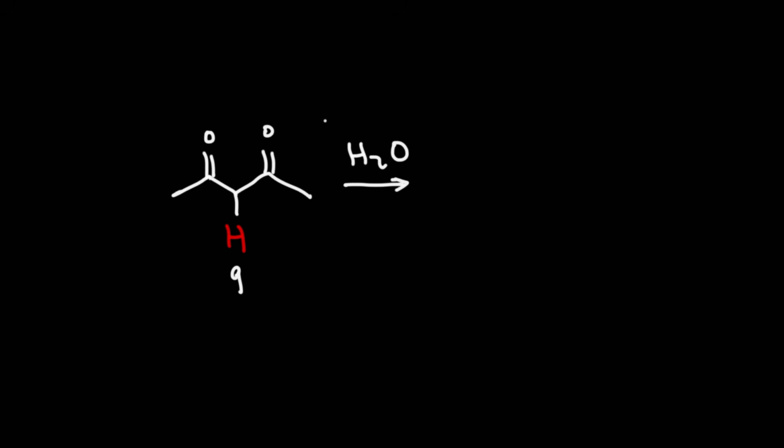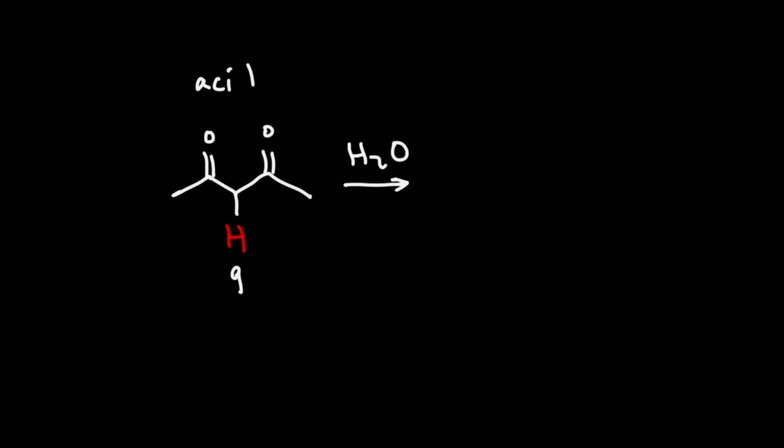So let's put a practical problem to this. Let's say we have 2,4-pentanedione, a beta diketone. And here is the acidic hydrogen, also known as an alpha hydrogen. When it's between two carbonyl groups, the pKa is around 9. Now, the solvent is water. So this is going to be the acid.